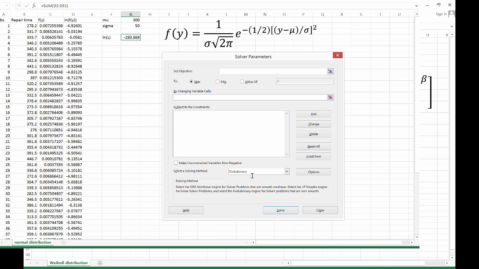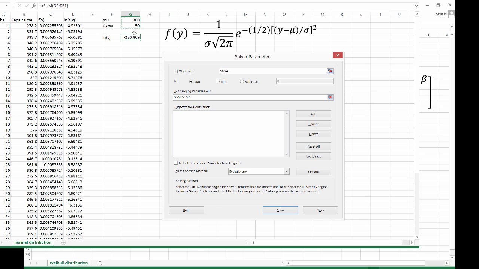We're just going to touch on this very basic idea. We want to set an objective, which is this function right here, that cell. We want to maximize that by changing these two cells, mu and sigma, which are found here. We want to maximize the natural log likelihood function, which is found here.